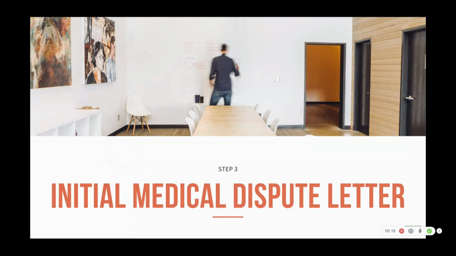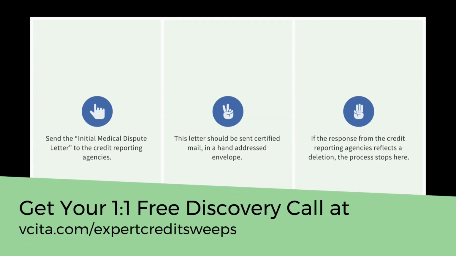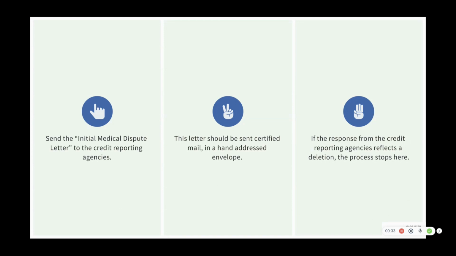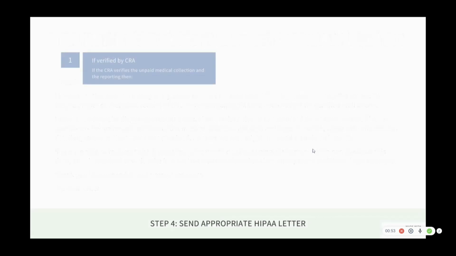And step number 3 is the initial medical dispute letter. And yes, go and access it. It is literally named the initial medical dispute letter, okay? So you're going to send this letter to the credit reporting agencies, and it should be sent certified mail in a hand-addressed envelope. Now, if the response from the credit reporting agency reflects a deletion, then this process stops here. You do not have to go any further. Now, this is actually what it would look like, and yes, you can go and see the exact same thing in the subscriber hub, all right?